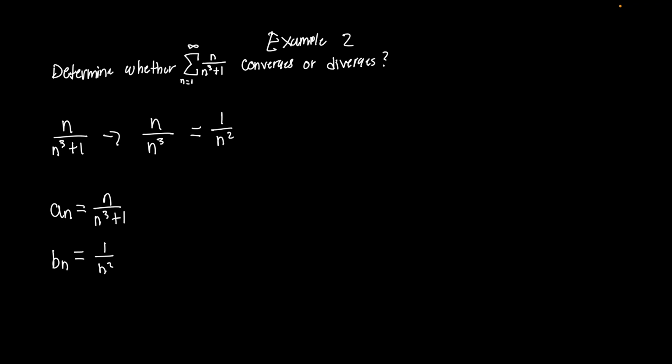But we're not using the direct comparison test, right? We're doing the limit comparison test for this one. So now we have to form the ratio. If you remember, the ratio is the limit as n approaches infinity of a sub n over b sub n, which equals the c value. So now we just plug our series in. We have the limit as n approaches infinity of n over n cubed plus 1, over 1 over n squared.